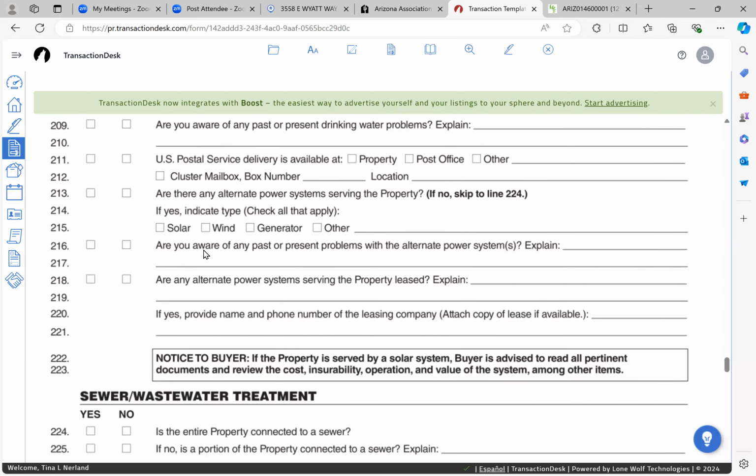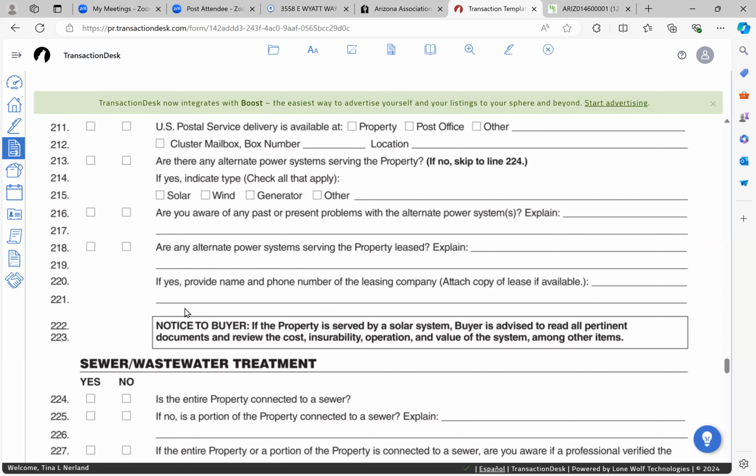Let's see. Solar, if it has solar, this is where you would find that. Super important if it's checked solar and then these are left blank, that's not a red flag, but you should be going, wait a minute, it says it's solar, but there's no information here. So you just want to make sure it's filled out.